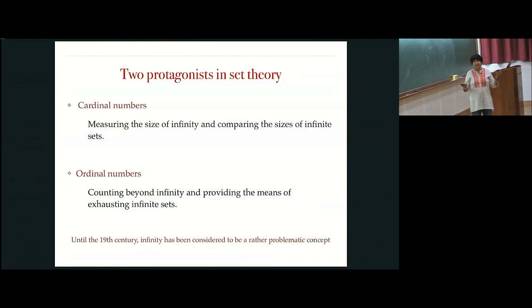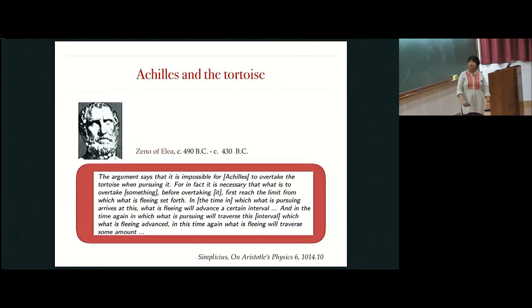But interestingly, until the 19th century, the scenario was not so clear. Even then, infinity was considered to be a pretty problematic concept. So let's go a bit into the history. Let's talk about Achilles and the tortoise, from around the B.C. era. The argument says it is impossible for Achilles to overtake the tortoise when pursuing it.